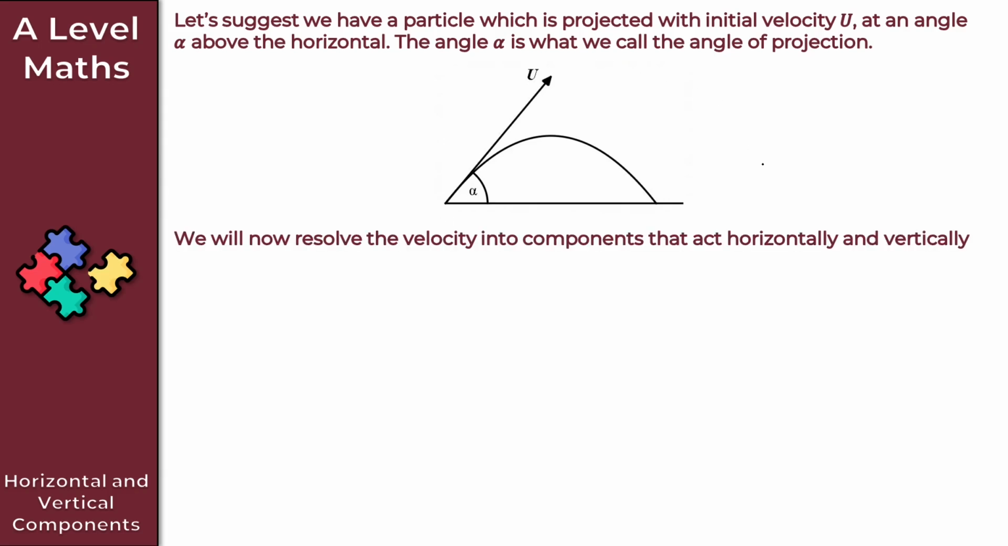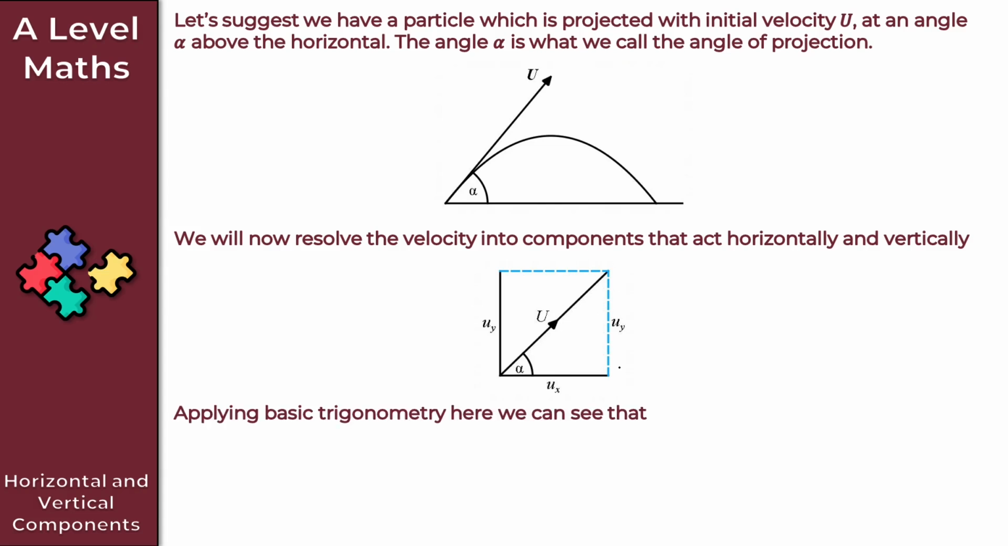So what we're going to do now is resolve the velocity into components that act horizontally and vertically. So we get something that looks like this diagram here. Hopefully you can see straight away that we're just going to use basic trigonometry. So applying basic trigonometry, cos alpha is equal to ux over u. If we rearrange this for ux, we get u cos alpha. So this is the initial velocity in the horizontal sense, equal to u cos alpha.